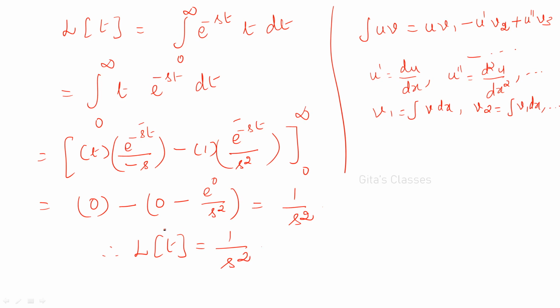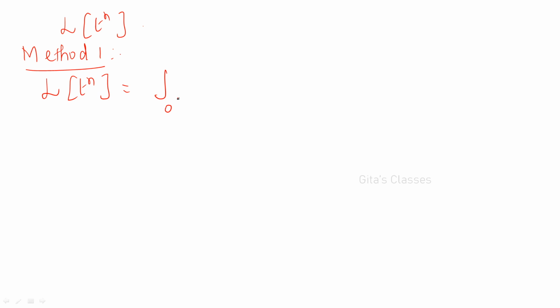Next, let us find L of t power n. There are two methods to find L of t power n. First, let us see method 1. L of t power n, by definition, is the integral from 0 to infinity of e power minus st into t power n dt, or the integral from 0 to infinity of t power n into e power minus st dt. This is the first function and second function.